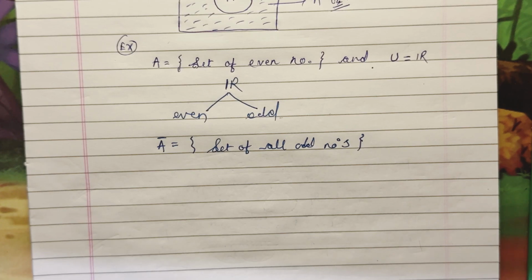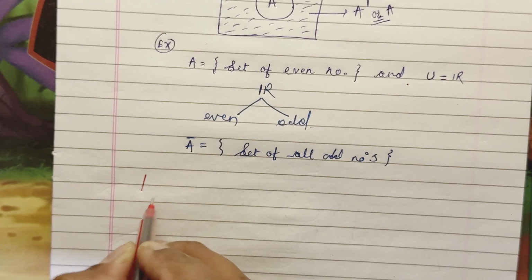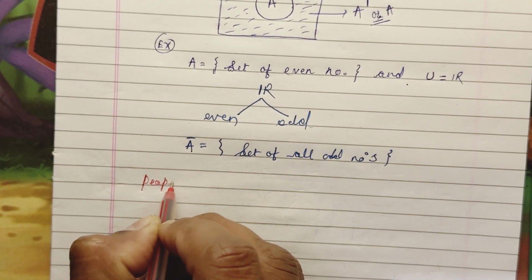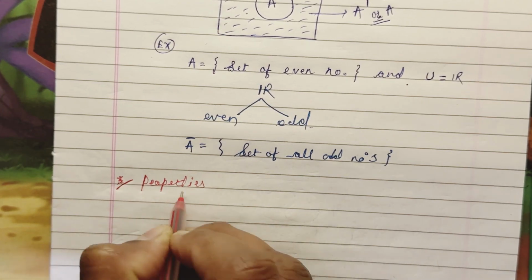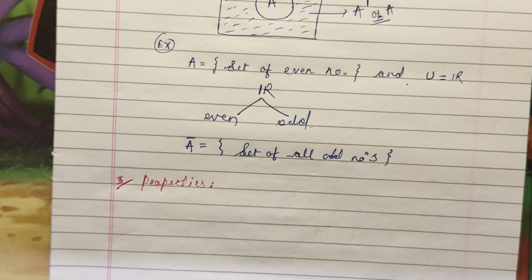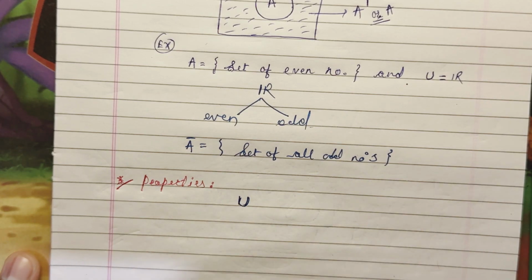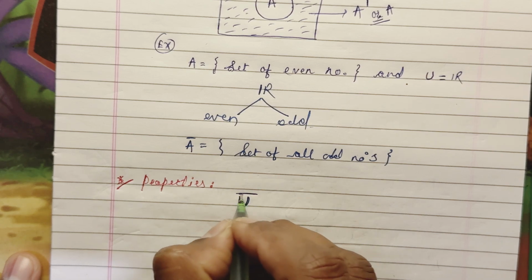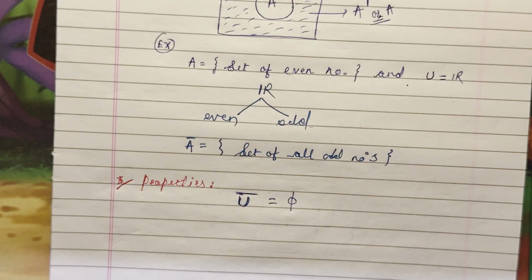Let me write some properties of the complement of the set. These are helpful for you all to understand. Properties for complement of the set. If you take the complement of the universal set, U being the universal set, that means U complement, we get phi. That means there is no element present. The complement of the universal set is phi.